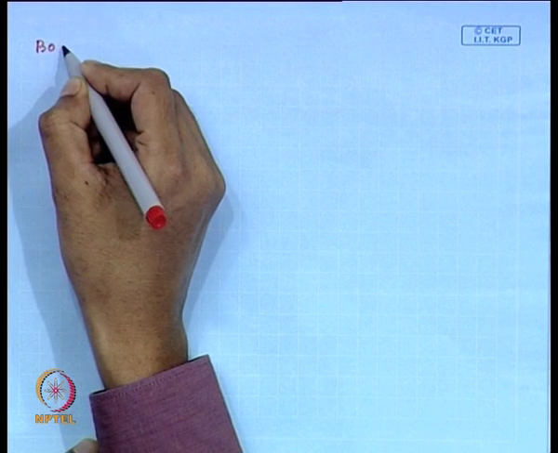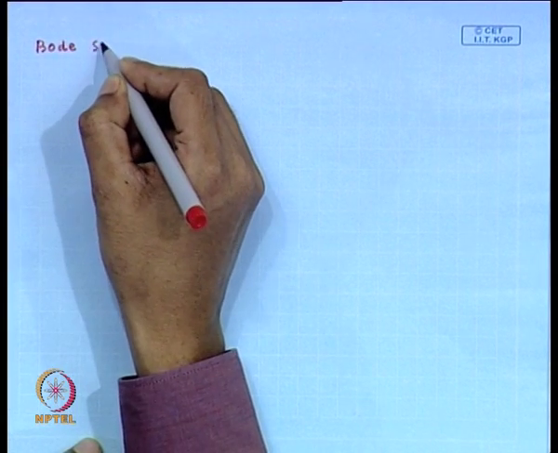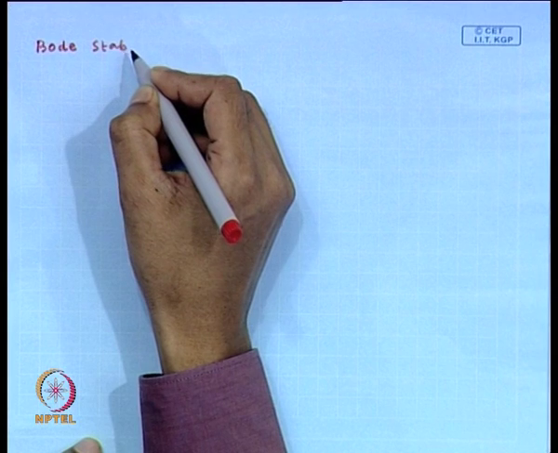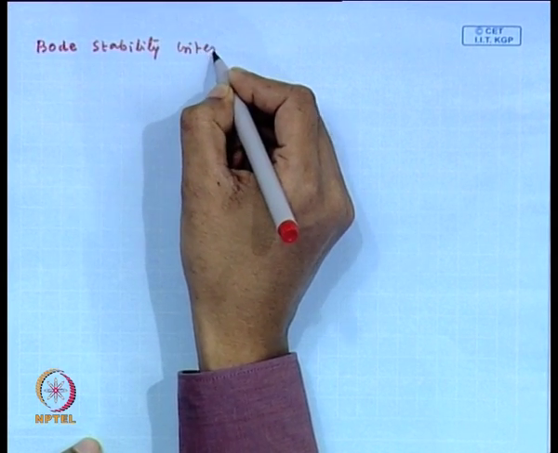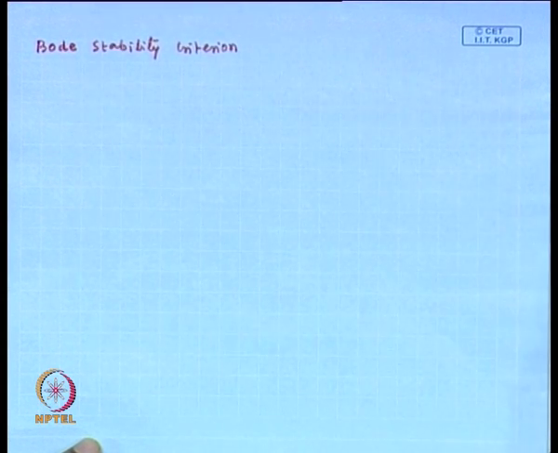In the last class we started the topic Bode stability criteria. We will continue that topic, and we took one example also. So, today we will continue Bode stability criteria with that example.